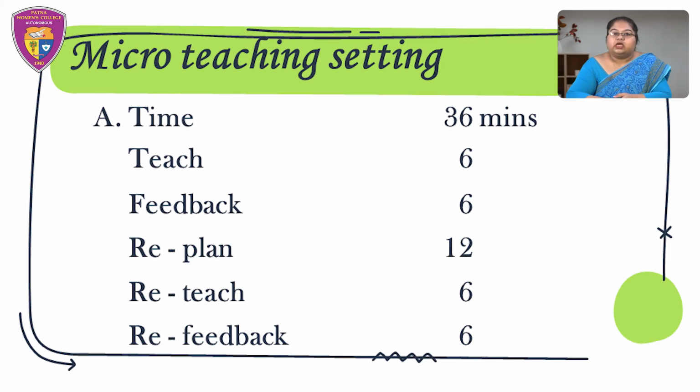Now, the setting. The duration of one micro-teaching cycle is 36 minutes. These 36 minutes are divided as teaching will have 6 minutes, feedback will be given 6 minutes, replanning is given 12 minutes, reteaching again 6 minutes, refeedback 6 minutes. So in total 36 minutes is given in one micro teaching cycle.